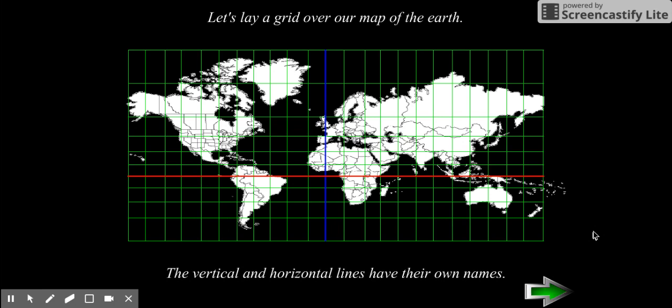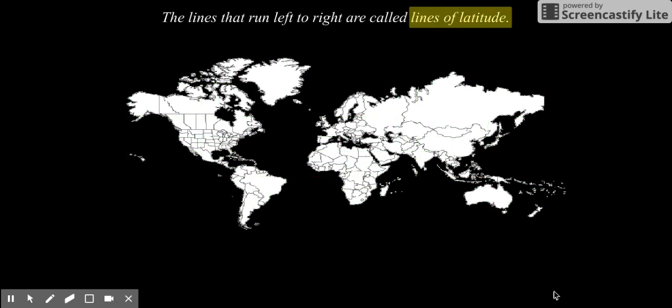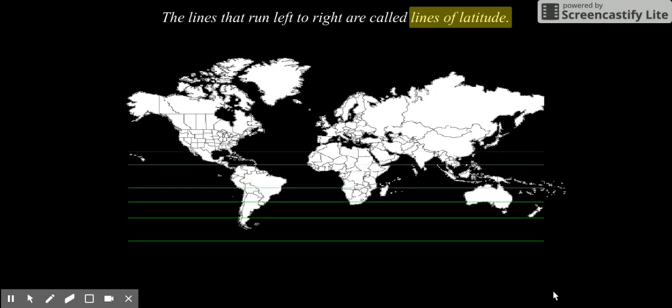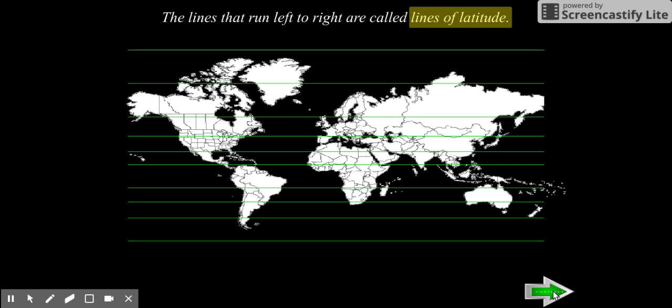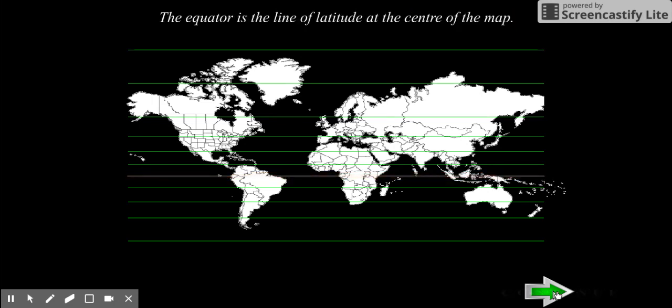Now, if you lay a grid over the map of the Earth, we get vertical and horizontal lines that have their own names. The lines that run left to right are called lines of latitude. Lat is flat, lat like a ladder. These are lines of latitude. The equator is the line of latitude at the center of the map.